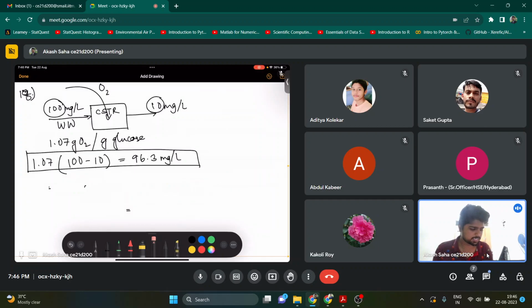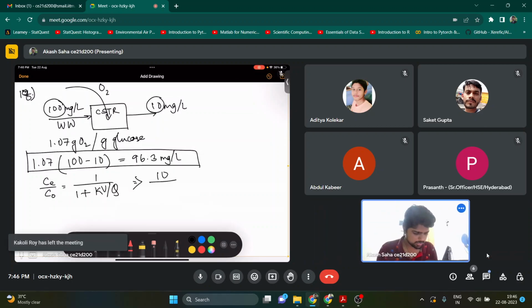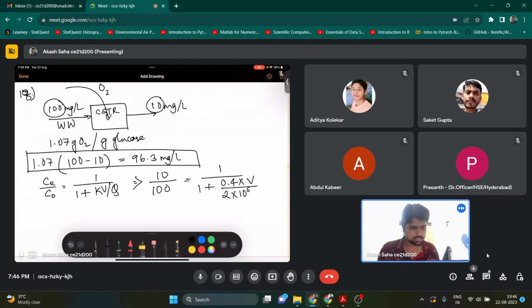We know it's a CSTR reactor, so we can directly put in the formula for a completely mixed CSTR reactor. We know Ce by C naught is equal to 1 by 1 plus kV by Q. Here my C is 10, C naught is 100, equal to 1 by 1 plus 0.4 into V divided by Q, which is 2 MLD, so 2 into 10 to the power 6. From here we can find the volume of the reactor. My volume of the reactor will be 45,000 meter cube.